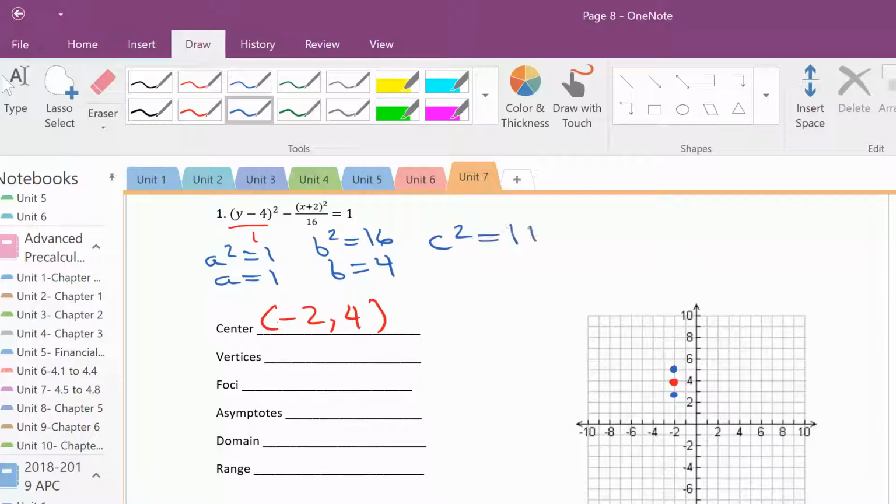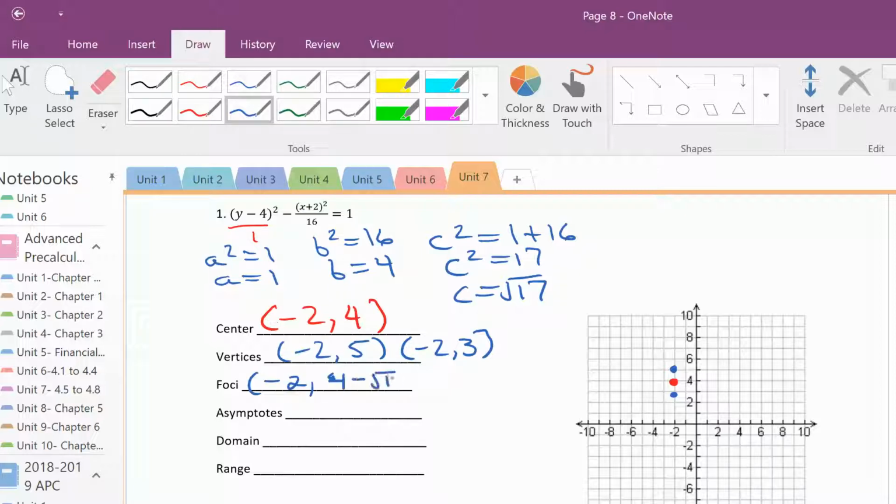c squared is going to equal 1 plus 16. So c is going to be the square root of 17. So your vertices, when you go up 1 and down 1, it's (-2, 5) and (-2, 3). The foci are (-2, 4 minus root 17) and (-2, 4 plus root 17). And remember, root 17 is a little bit more than 4. So we go 1, 2, 3, 4 up, 1, 2, 3, 4 down. So those are our foci.